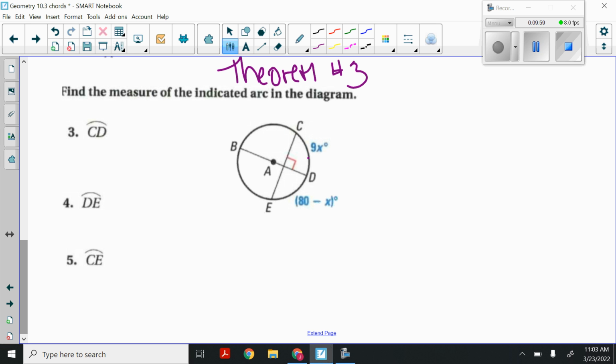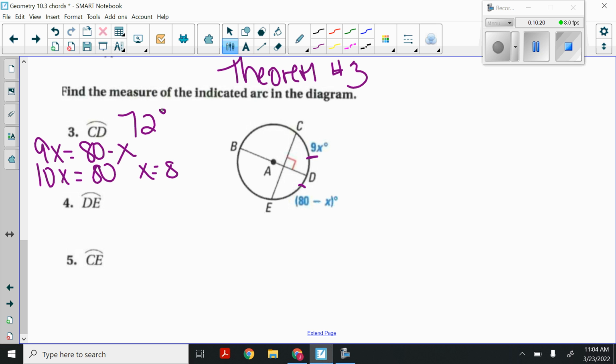So now I know that this arc and this arc are the same. So if they want me to find arc CD, I need to set the two arcs together, equal to each other. So 9x equals 80 minus x. So add x over, I get 10x equals 80, x equals 8. So now plug that in, 9 times 8, arc CD is 72 degrees.